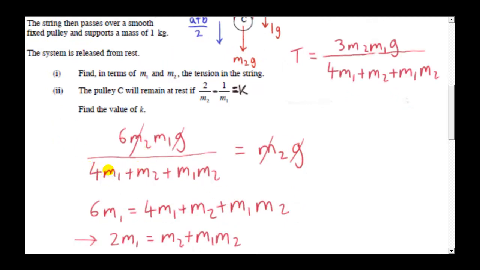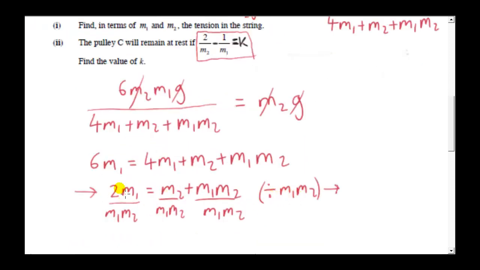Alright, so we can divide both sides by m2g and multiply both sides by this denominator to get this here. 6 minus 4 gives us 2m1 on the left hand side. Now, the condition for the pulley to be at rest is this expression here, or equation. So how would we get this? Well, we could just divide both sides of this thing by m1 m2. Okay, so we'll get to something of the form of the left hand side here.